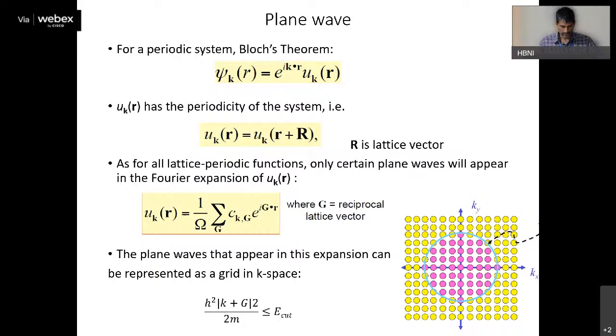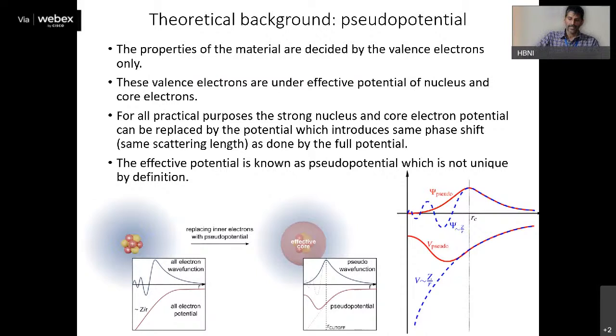Okay, in case of plane waves, as I mentioned, it is not possible to use the full potential because the wave function will be very localized, and it will be difficult to represent in terms of plane waves. Or one can say one would require a large number of plane waves to represent those wave functions, and that is computationally very, very expensive. So basically, the pseudo potential approach was introduced.